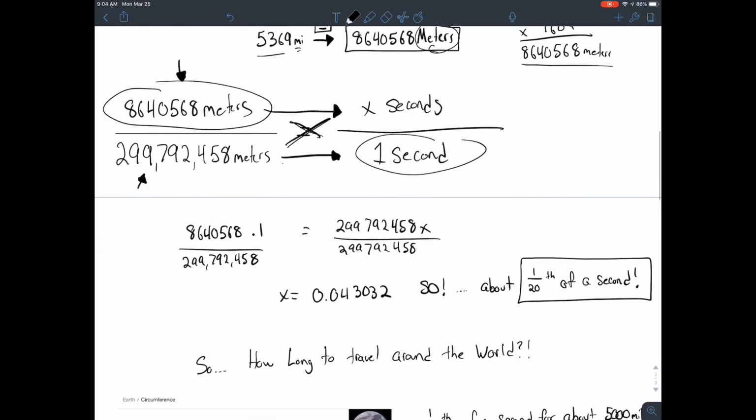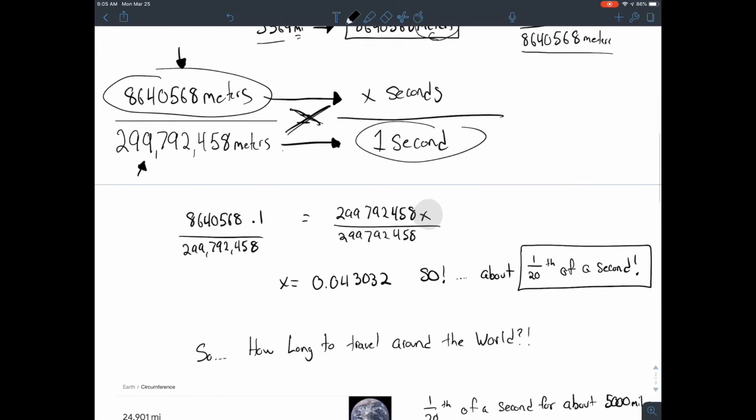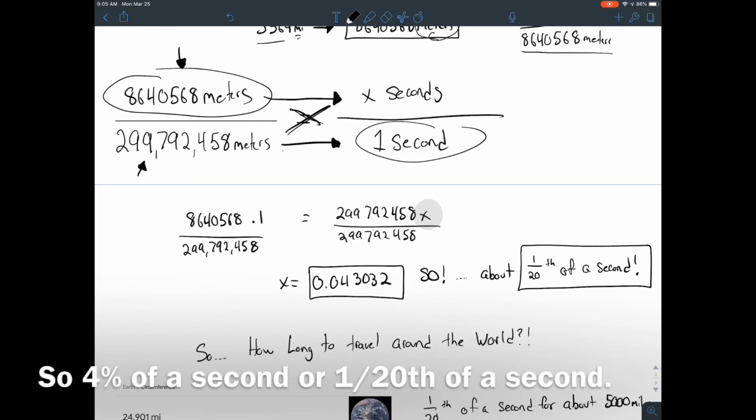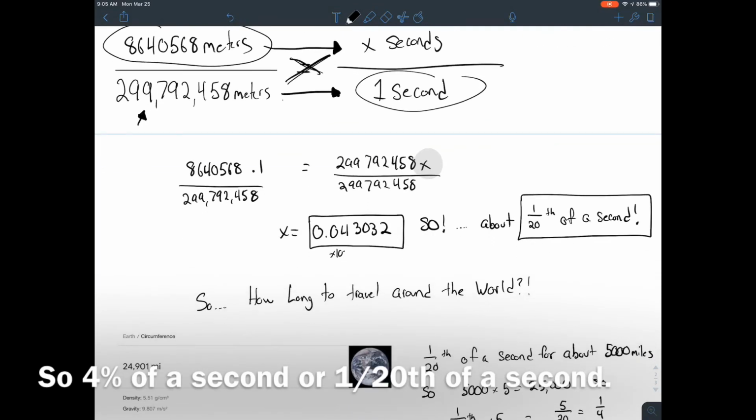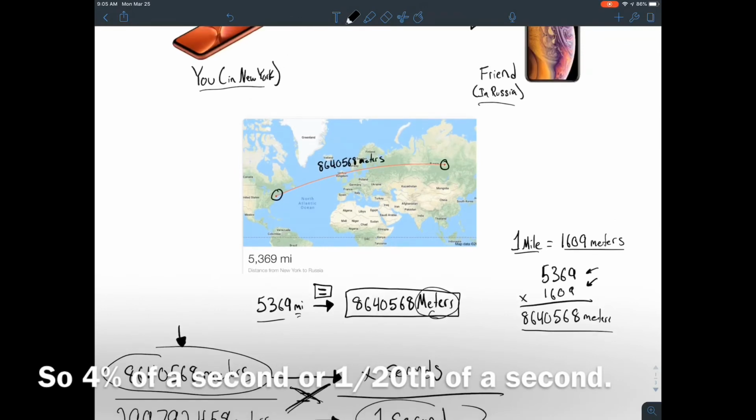So after cross-multiplying, we want to solve for x, which is our fun guy right over here. So we're going to divide by 299, this number right over here. We divide by the same number, and we end up getting that x is equal to about 0.043032. And this is rounded, obviously, but what that tells us is it is going to be pretty darn fast. So we're going to get this in about 1/20th of a second. So our text message can get from New York all the way over to Russia in 1/20th of a second.